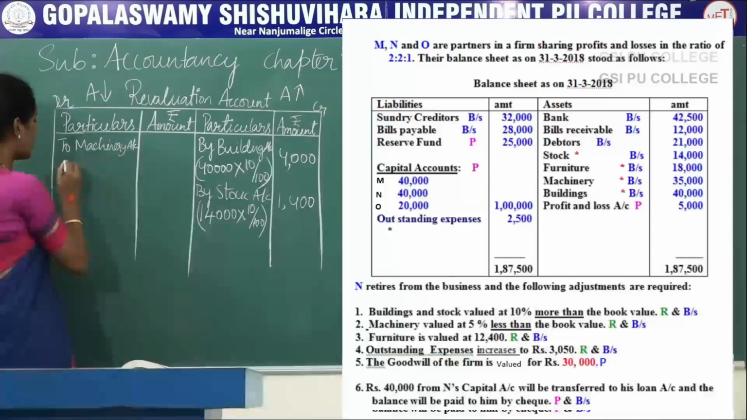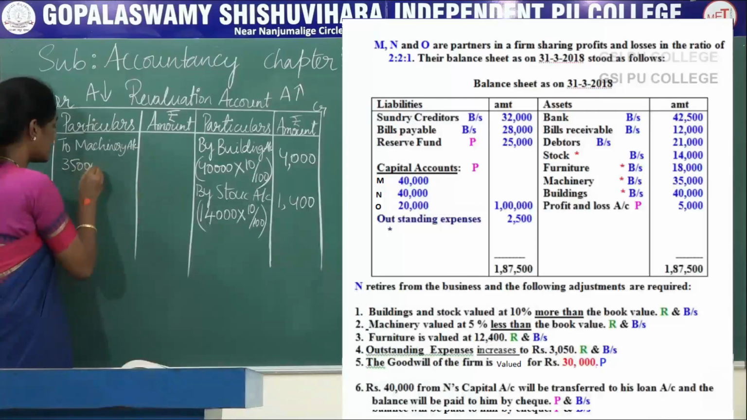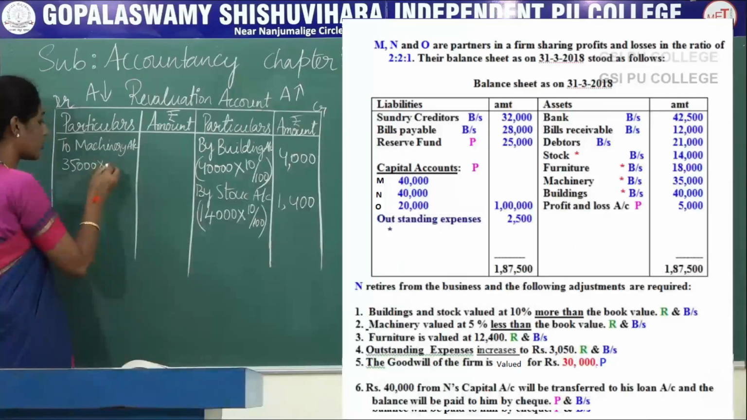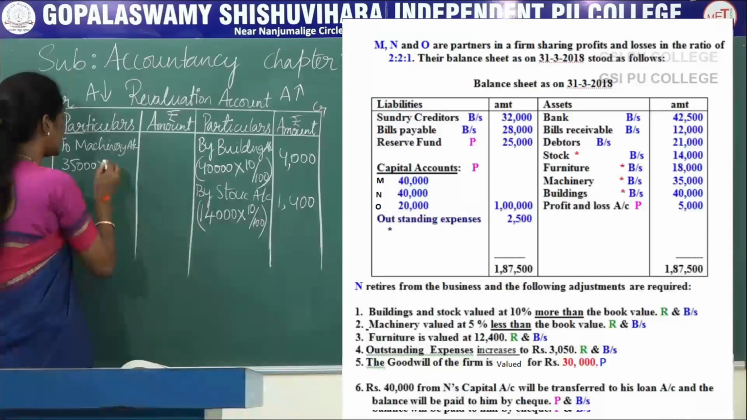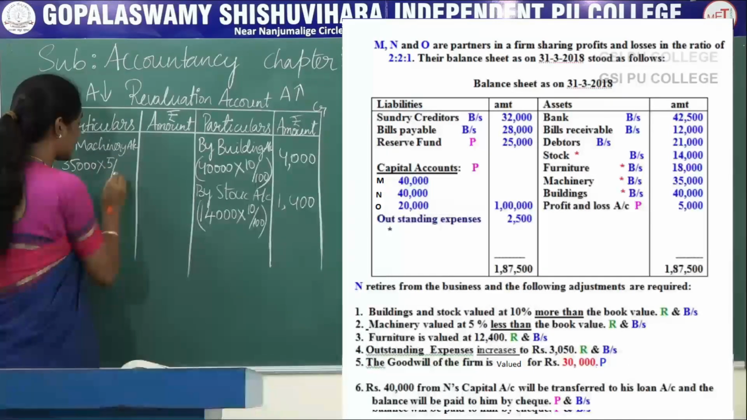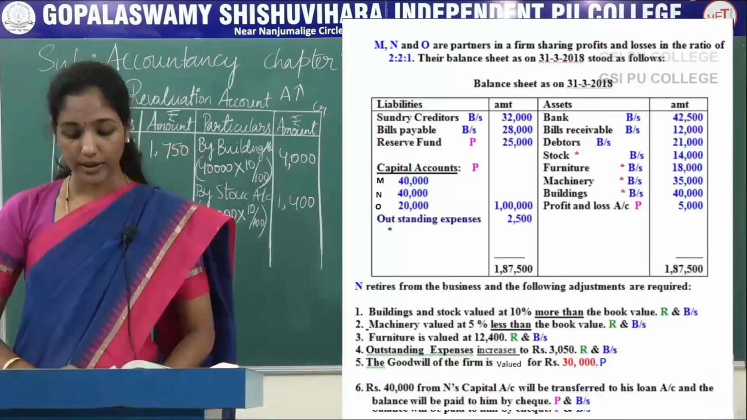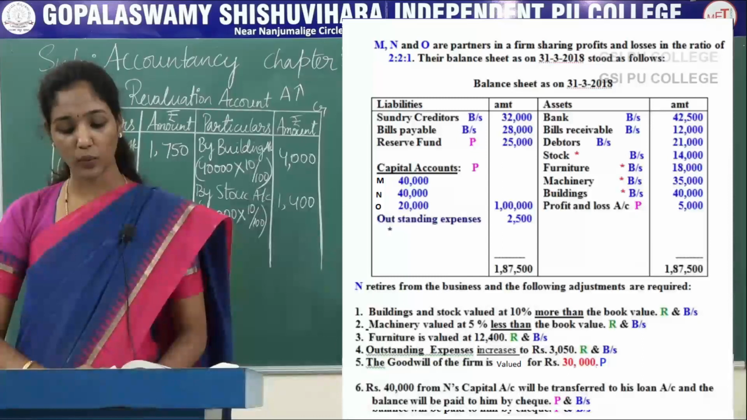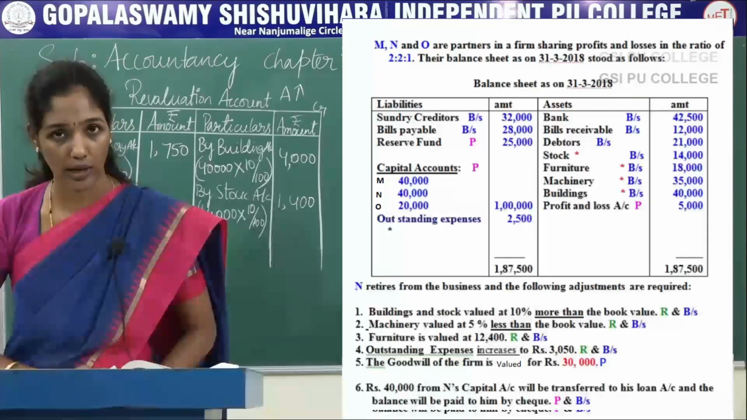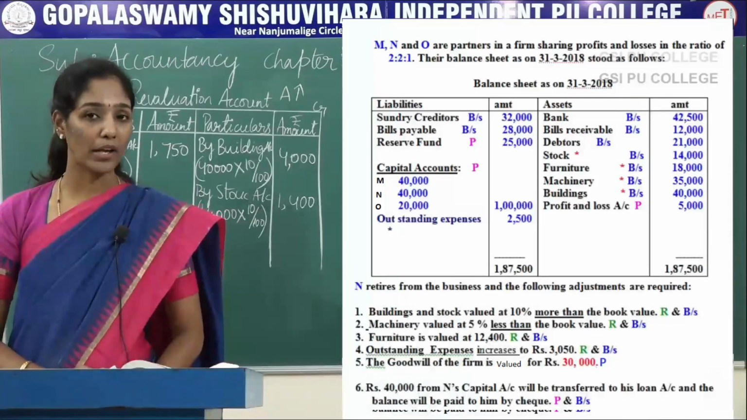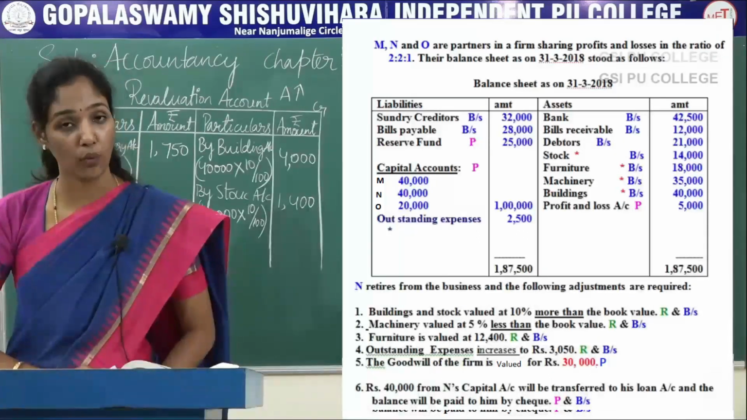So the value of the machinery is 35,000. This 35,000 is given in your balance sheet on asset side. 35,000 into 5 divided by 100. So you will get 1,750. And the next adjustment is furniture is valued at rupees 12,400. So now the market value of the furniture is 12,400.